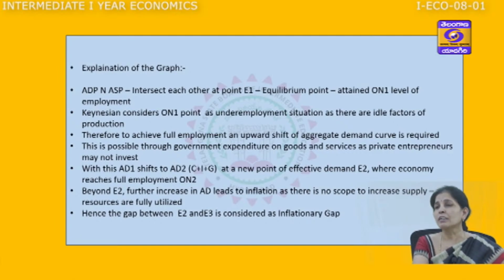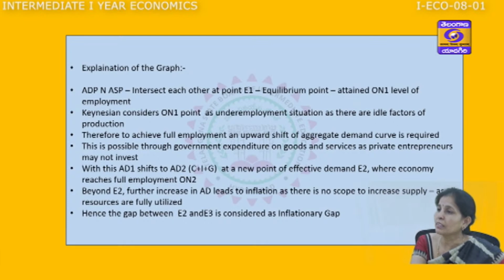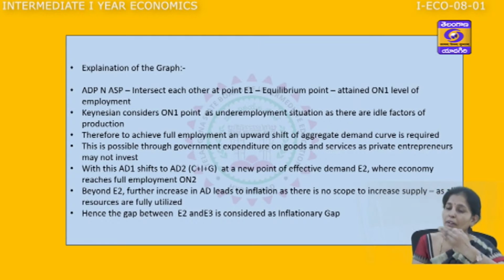Therefore, to achieve full employment, we have to have a shift in the aggregate demand curve, and only this is possible. The shift in the aggregate demand curve is possible only when the government spends money on goods and services which are not invested by the private entrepreneurs. So thereby, you have a shift in the demand curve, that is, a new demand curve.